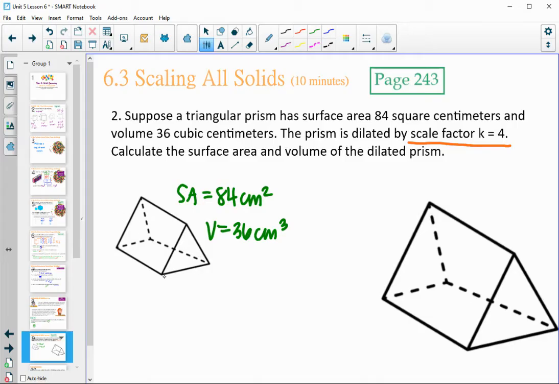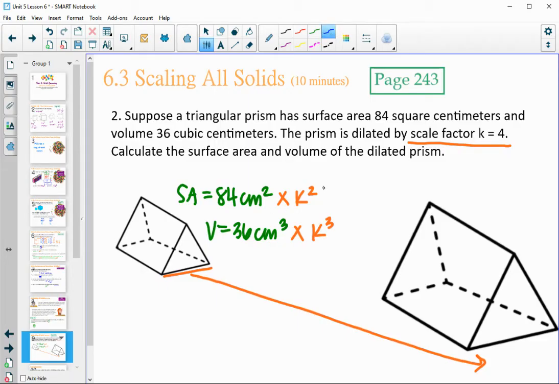So we know that each of the lengths is multiplied by k to get these new ones. So what would we do for surface area? Surface area is impacted by k squared, so we would multiply these by k squared. Volume is multiplied by k cubed, so we would multiply the 36 by k cubed.